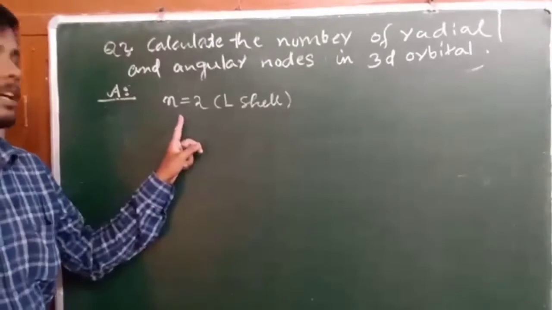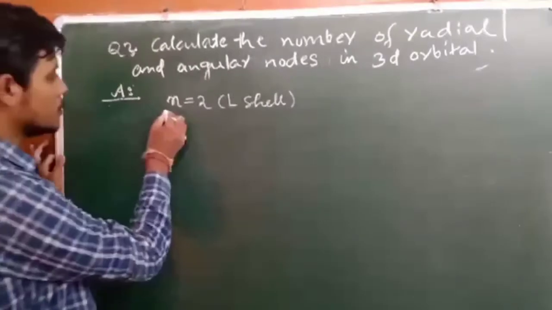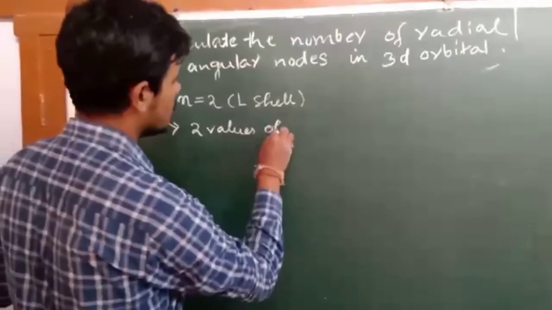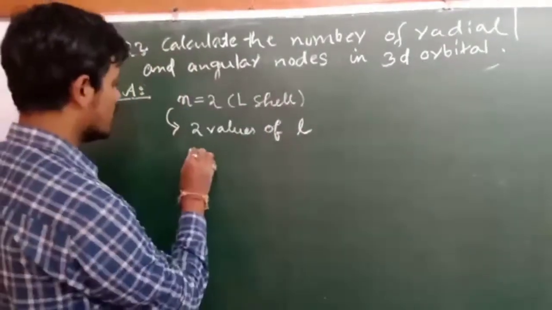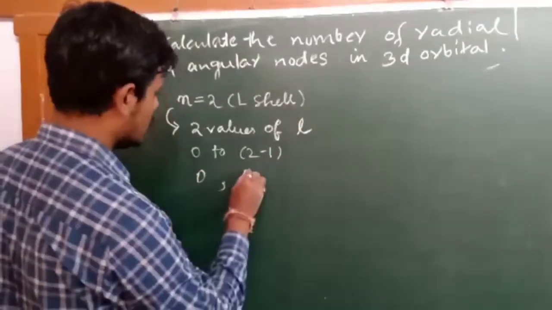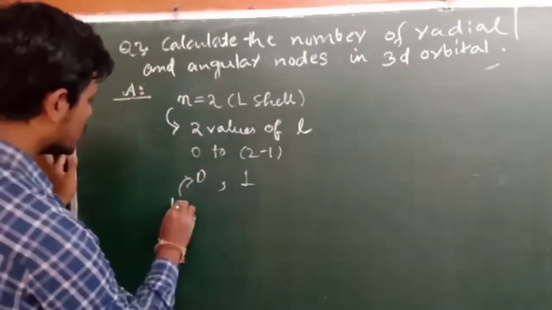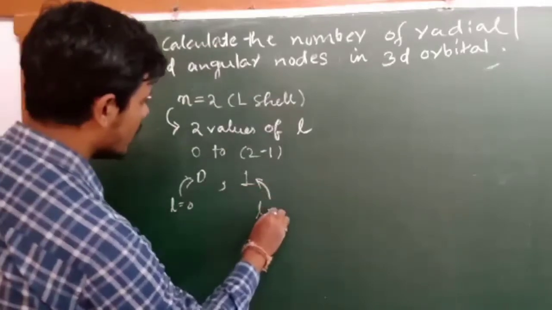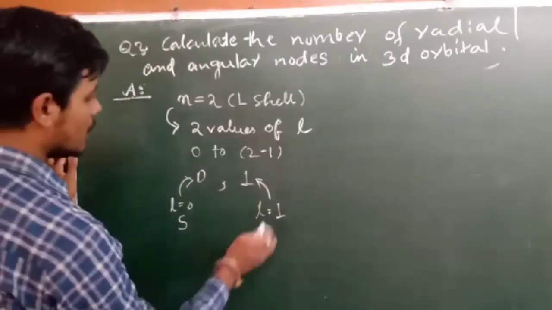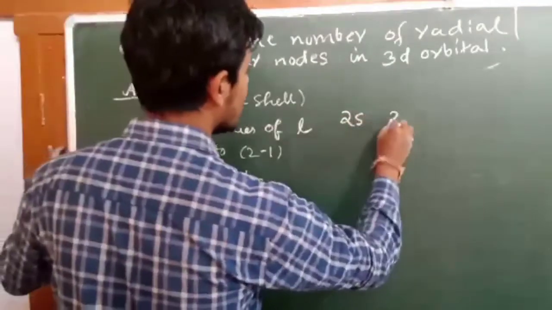Now suppose we have n equals 2, that is the L shell. For n equals 2, we have two values of small l, which will be from 0 to 2 minus 1, it means 0 comma 1. So when n equals 2, I have l equals 0 and l equals 1. For l equals 0, I have s subshell, for l equals 1, I have p subshell. That is why we write 2s, 2p.